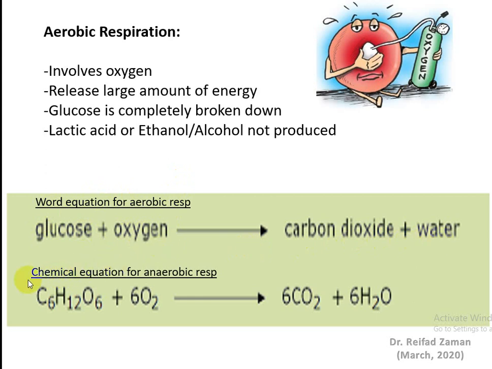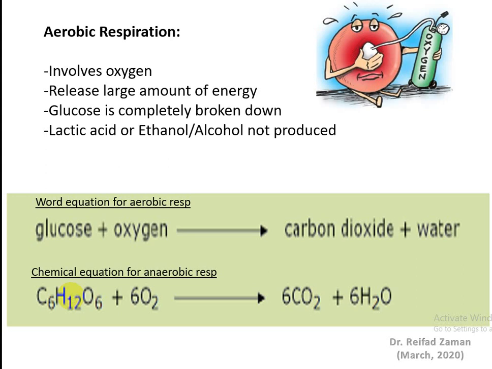The second equation is a chemical equation. Here you can see that the glucose is again reacting with 6 molecules of oxygen, and it is getting broken down to produce 6 molecules of carbon dioxide and 6 molecules of water. So from 1 molecule of glucose we are finally ending up with 12 smaller molecules. So you can easily understand that the glucose molecule has been broken down significantly.